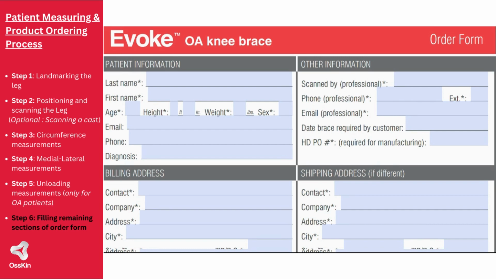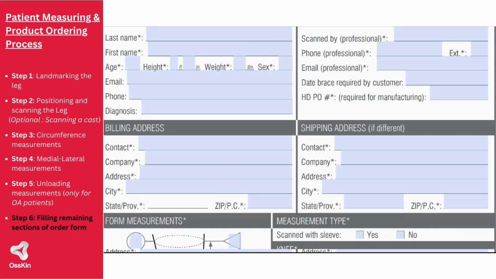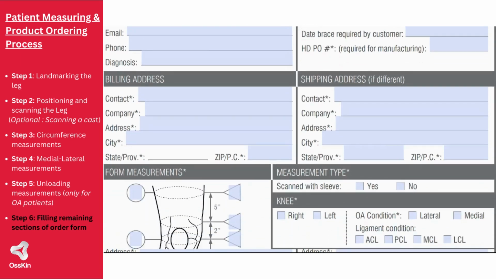Then on the other information, we want to have your phone and email, the professional that has scanned and that has assessed the patient, that way, if there's any discrepancies in the order form or the scan, we're able to quickly contact you and be able to address those issues. We then ask you to enter your billing and shipping address.